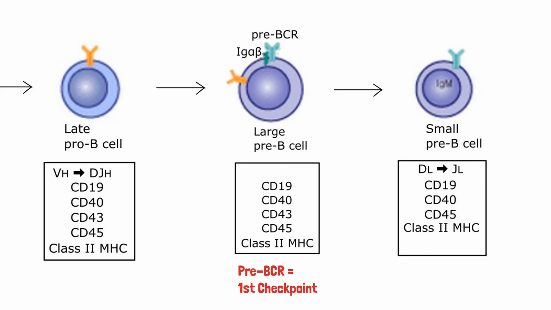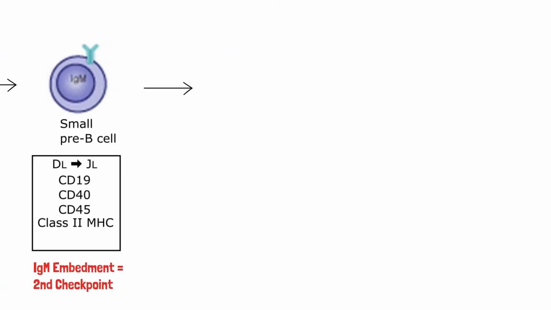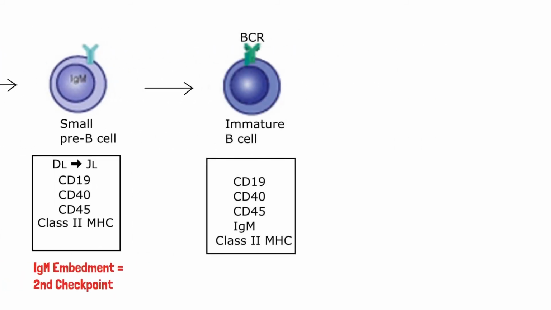Once the IgM is embedded in the membrane, the small pre-B cell passes the second checkpoint and can now complete its transformation in the bone marrow. This final step is the immature B cell. IgM is found in the membrane, RAG1-2 decreases, and TDT, CD43, and IL7R no longer are expressed.